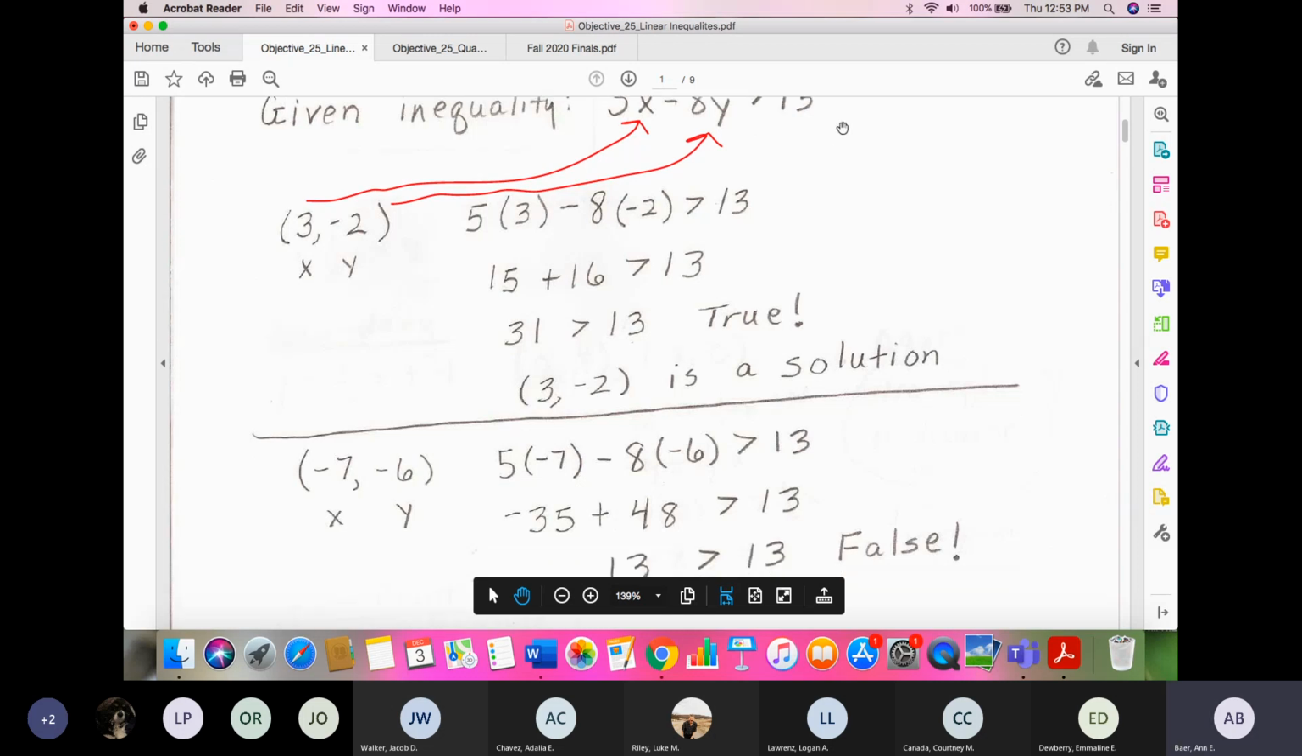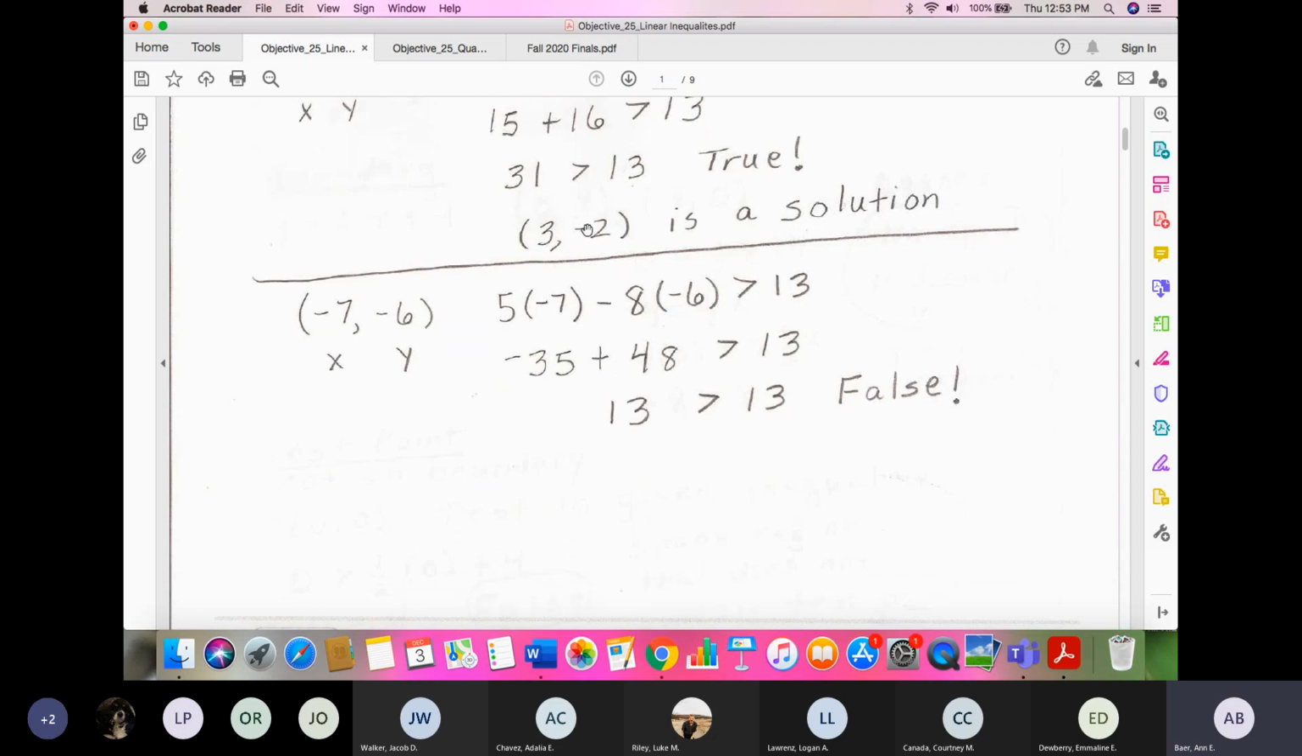Greater than 13. True or false? Positive times a negative, negative. 5 times 7, 35. Negative times negative, positive. 8 times 6, 48. Greater than 13. -35 plus 48 is 13. Greater than 13, false. It's not, 13 isn't greater than 13. It's actually 13 is equal to 13. And there's no equal indicator here at all.